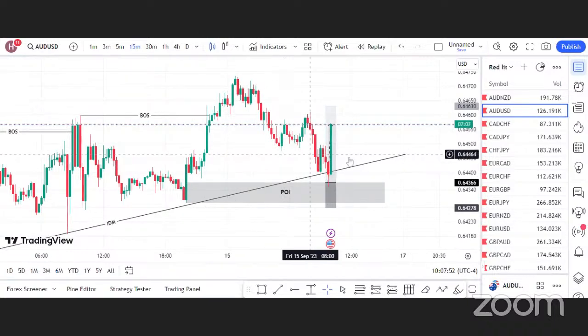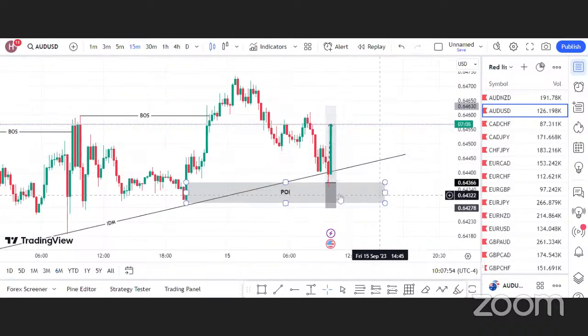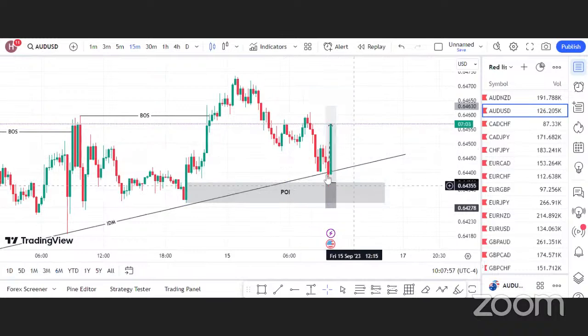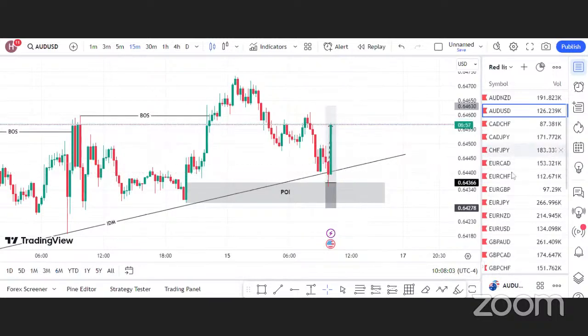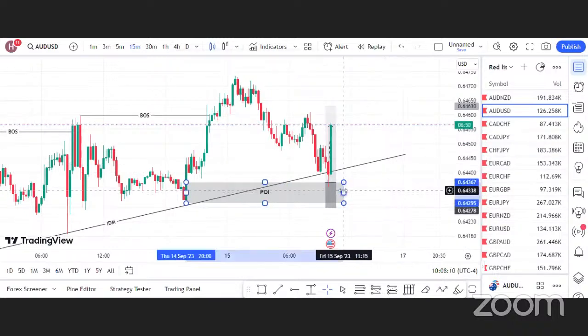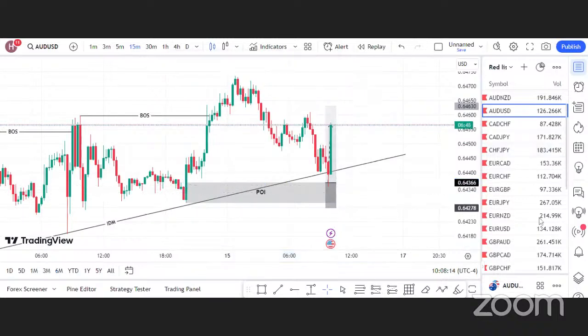But unfortunately, we didn't take this. I was waiting. We were waiting for this candle to close, but I just went out of here and started looking for another opportunity. And look what happened after. You see, this is why it is very important to stick with a trade that you've already analyzed.